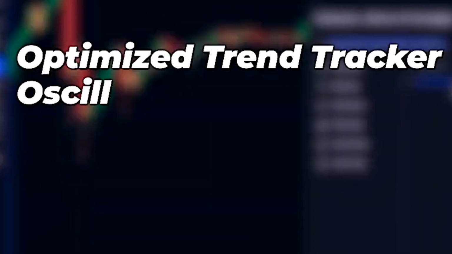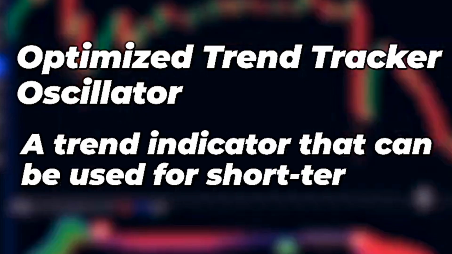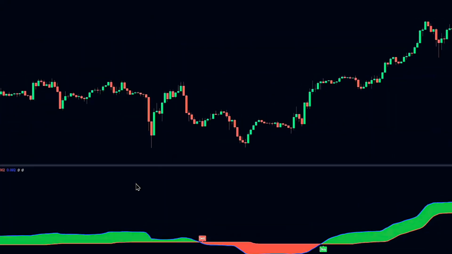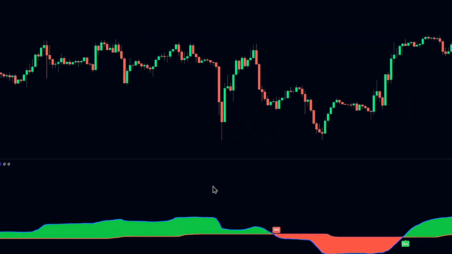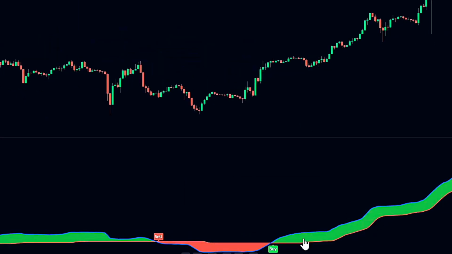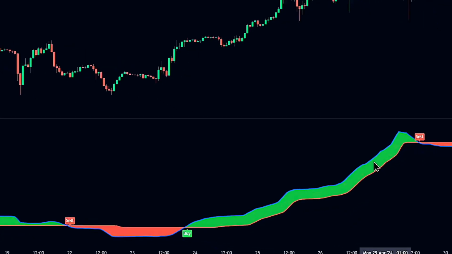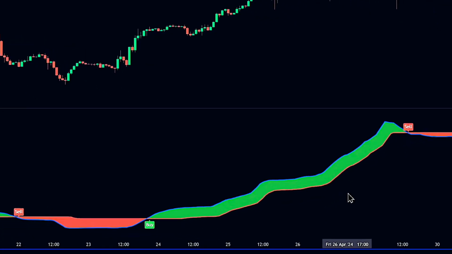The Optimized Trend Tracker Oscillator is a trend indicator designed for short-term trend identification. As you can see, it has a simple structure. The key component is the trend cloud, which shifts between red and green. If you look closely, you'll notice that this cloud is actually sandwiched between two lines.